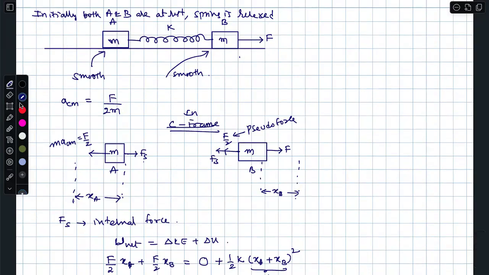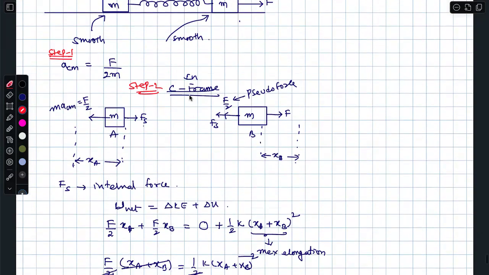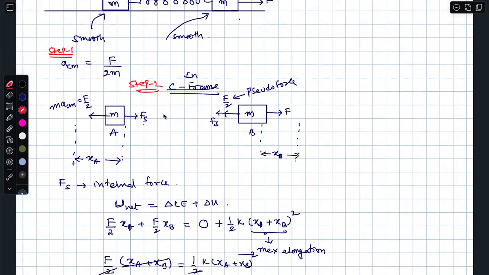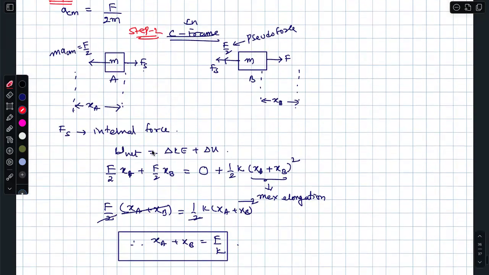Step 1 is to find the acceleration of center of mass. Step 2 is to draw all the forces in the C frame of reference. Forget about the work done by the spring force because it's an internal force. Apply the work energy theorem in the C frame. That's all. So at the maximum elongation, the change in kinetic energy is 0. That's all. Done. Okay. Right. I'm just stopping this.